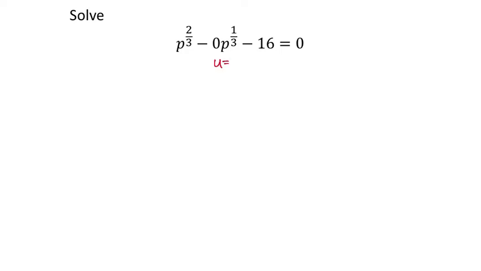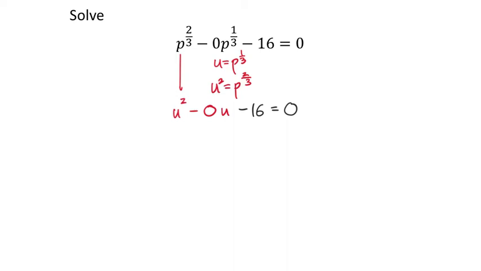So here I would make u be p to the power of 1/3. And again, if I had squared both sides, then u squared, p to the power of 1/3 to the power of 2 would be like taking 1/3, multiplying that by the 2. So that's why p to the power of 2/3 is the same as u squared. Okay, so again, instead of using the base p, I'm going to use u instead. So p to the power of 2/3 now is u squared. And then p to the power of 1/3 is u, even though it's minus 0u. And then this would be minus 16. And that equals 0.